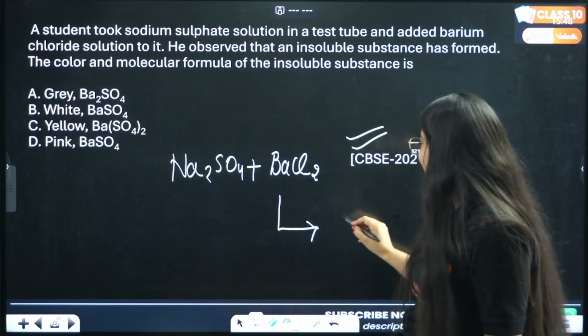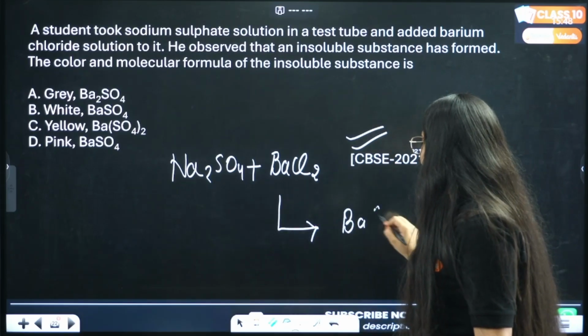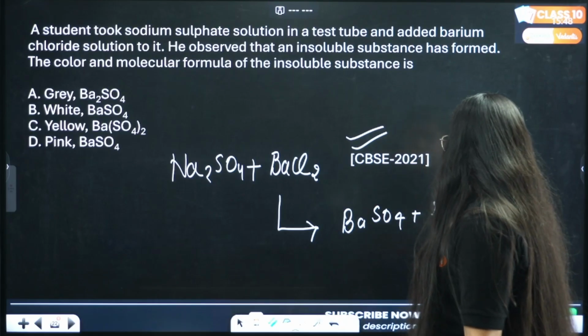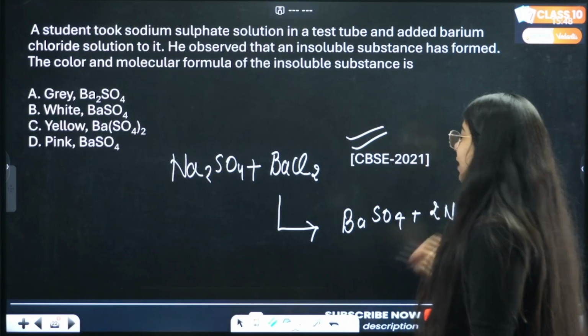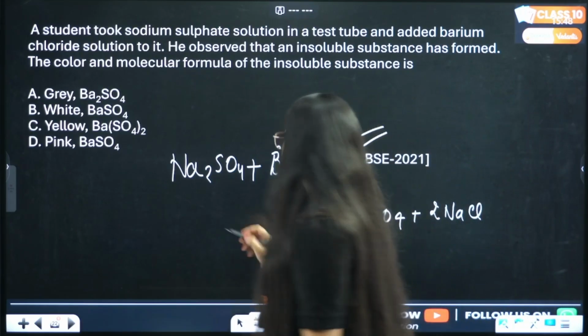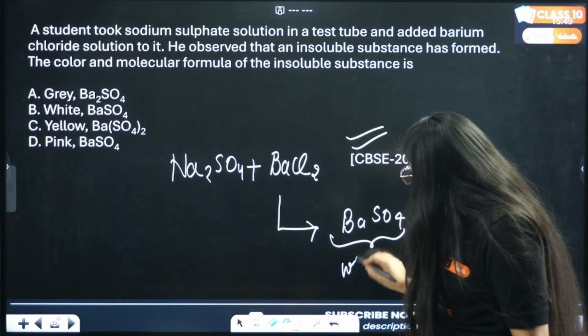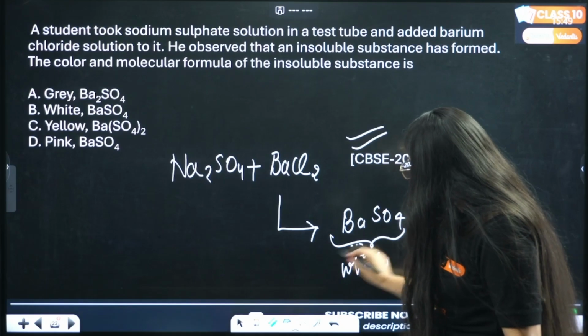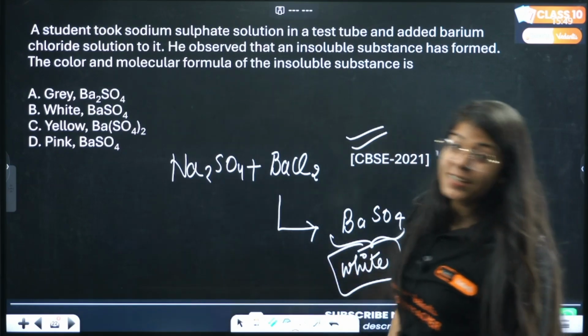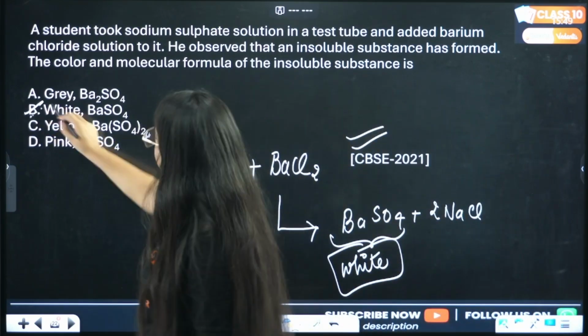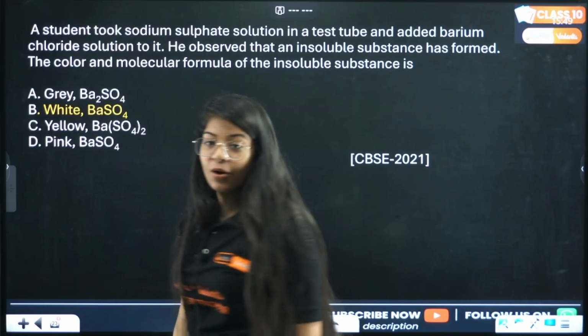Now we know that this is very famous, so it becomes BaSO4 plus 2NaCl. Right. So, which is the precipitate? BaSO4 is the precipitate. BaSO4 is of white color. BaSO4 is white color. So, B option is the correct option for all of you.